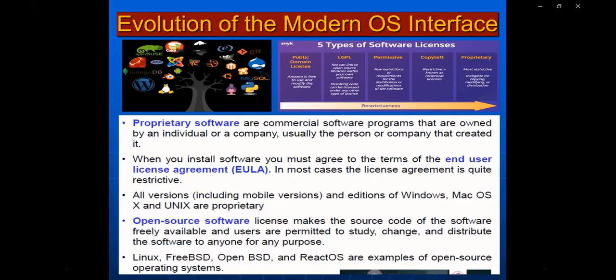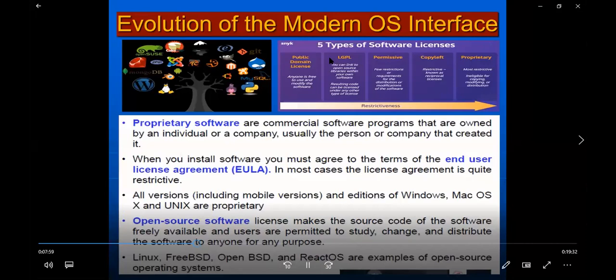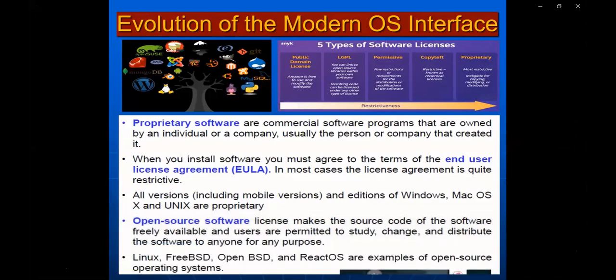Open source software, in contrast to the restrictive licensing terms of proprietary programs. An open source software license makes the source code of the software freely available. Users are permitted to study, change, and distribute the software to anyone for any purpose. Actually, most open source software is distributed freely without charge.